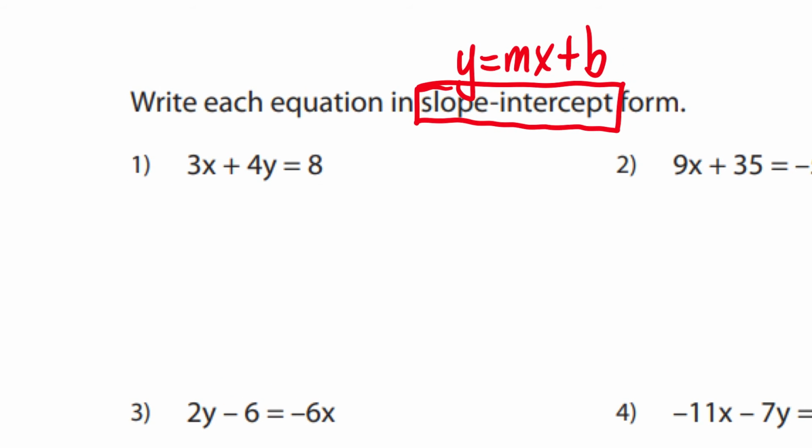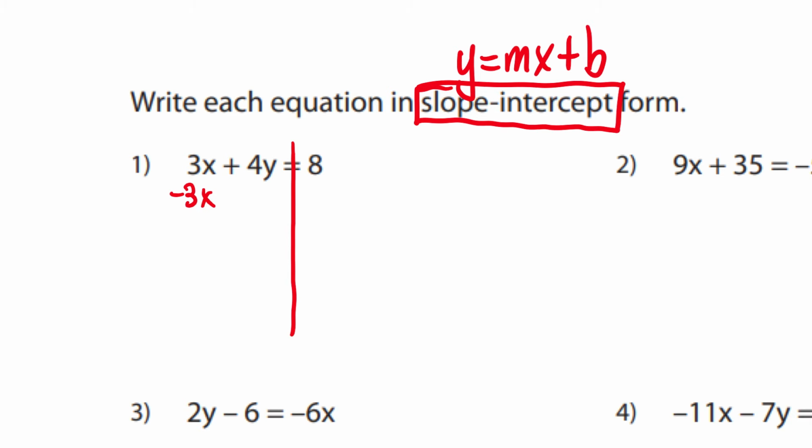Okay, so I have 3x plus 4y equals 8. So my ultimate goal is to get the y by itself. So I've got to get rid of this 3, this x, and this 4 to get the y by itself. So what do you think we probably should deal with first? Yeah, let's deal with the 3x. So I'm going to subtract 3x from both sides.